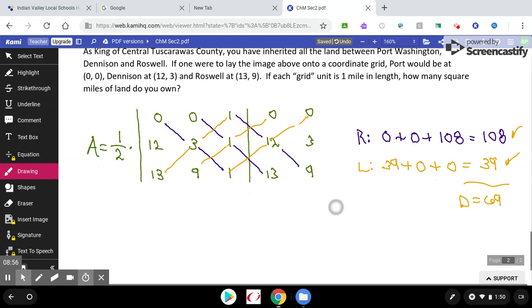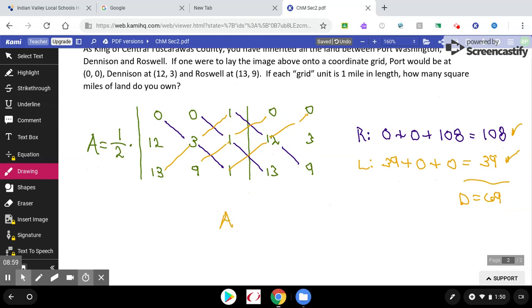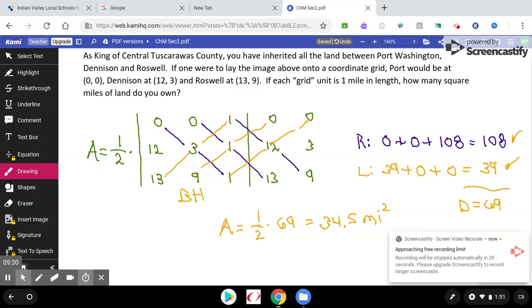However, we were trying to find the area of the land involved in that triangular figure. So just like the normal formula for area of a triangle, you take half of the base times the height. For all intents and purposes, that's what your determinant was, the base times the height. So if we take half of 69, you get 34.5. And we were talking about miles in this problem. If you're talking about area, you're talking about square miles. So if you were king of central Tuscarawas County, as the word problem states, you would own 34.5 square miles of property.